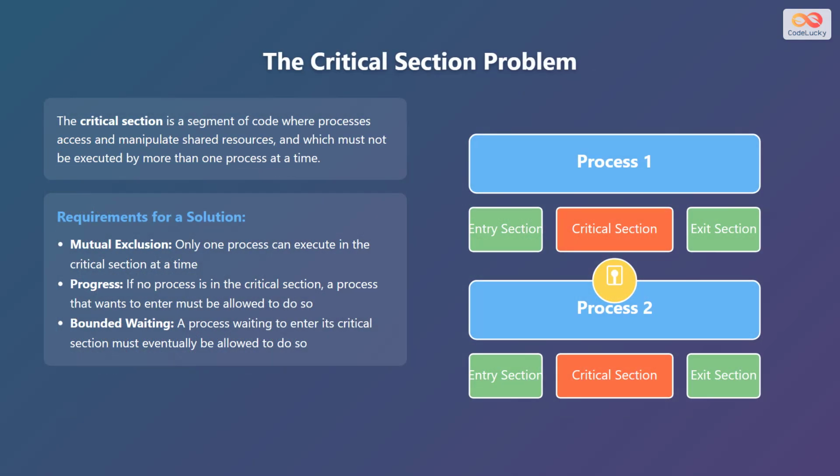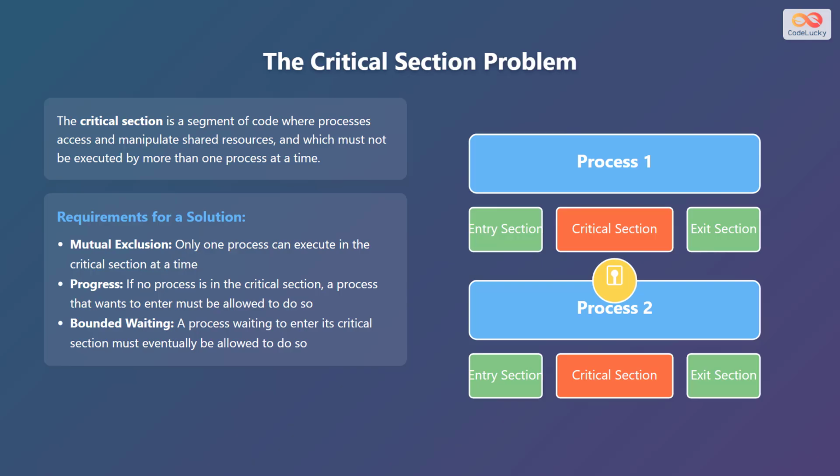The critical section is a segment of code where processes access and manipulate shared resources. This section must not be executed by more than one process at a time. Any solution to the critical section problem must satisfy these three requirements.